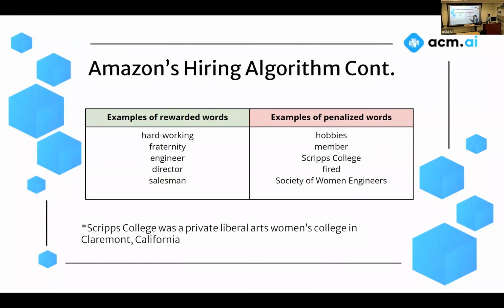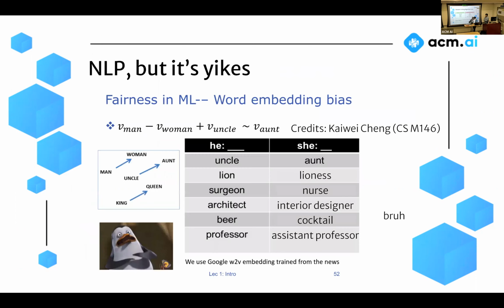And if you think this is just a very isolated example, remember word embeddings? Remember the whole word embeddings example of king minus man plus woman equals queen, right? What if we apply that to random everyday words? So let's apply this idea to a bunch of words. For example, uncle to aunt, right? Uncle minus man plus woman equals aunt. Makes sense? Lion to lioness. Surgeon to nurse. Architect to interior designer, beer to cocktail, professor to assistant professor. And if you put in professor, it'll give you associate professor. If you put in associate professor, it gives you assistant professor.